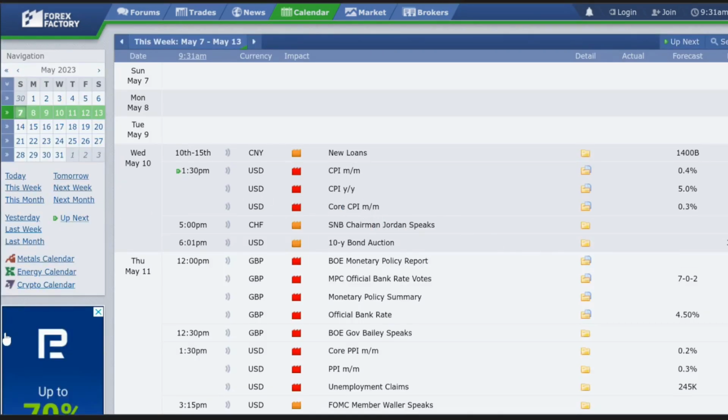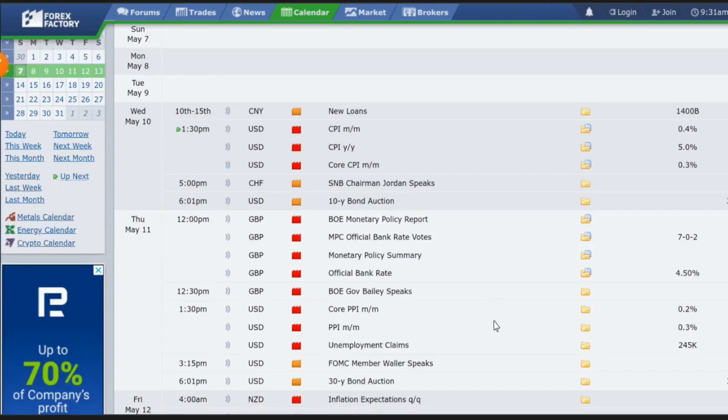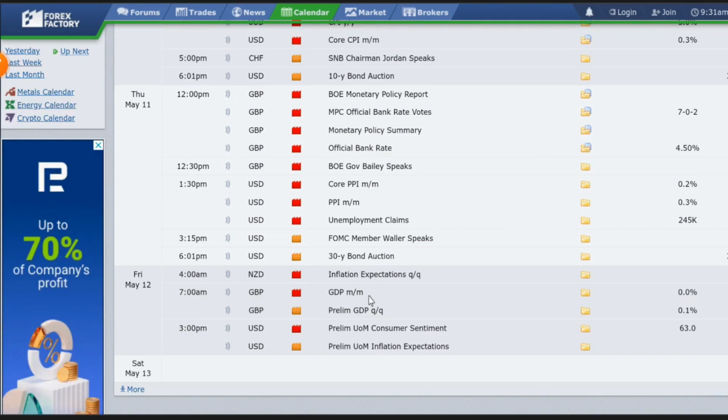This week we don't have much economic data. On Monday and Tuesday there is no economic report. But on Wednesday we have the US dollar CPI, and don't forget, CPI is an inflation measure. On Thursday we have the monetary policy from the Bank of England, and maybe on Friday we have the GDP out of the pound, and then on Thursday too we have core PPI, that is the producer price index, from the US dollar.